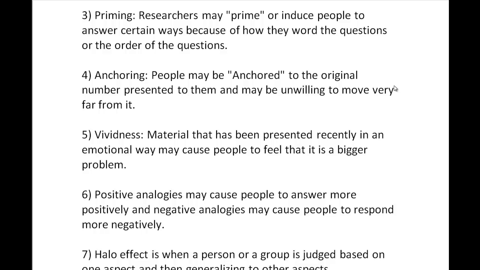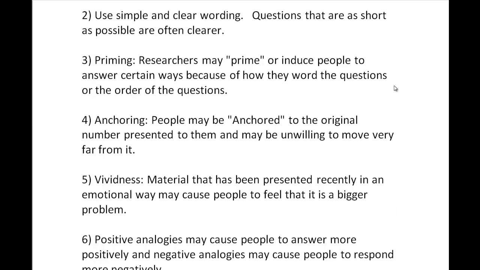Or if you use negative terms, this dishonest, reprehensible representative, that's going to prime for a much more negative response. Or if you say this public servant who has sacrificed many hours of his life to help others, that's going to have a different response.